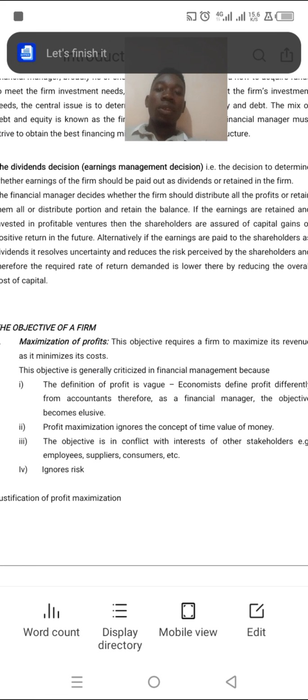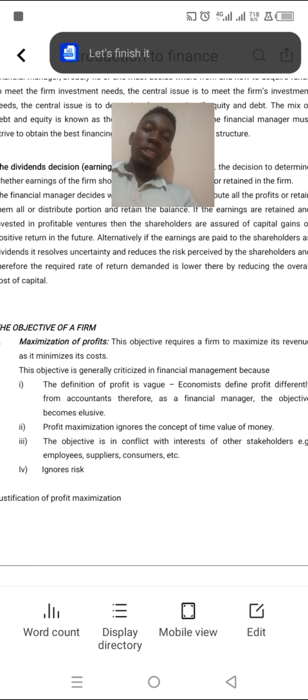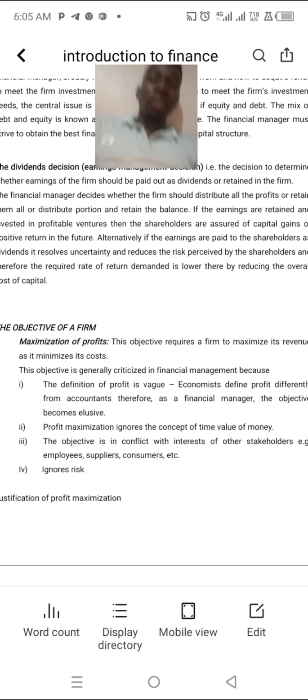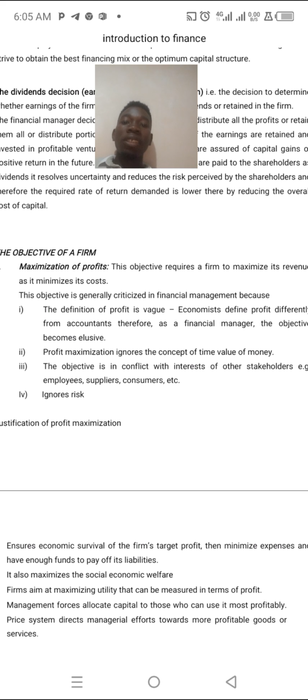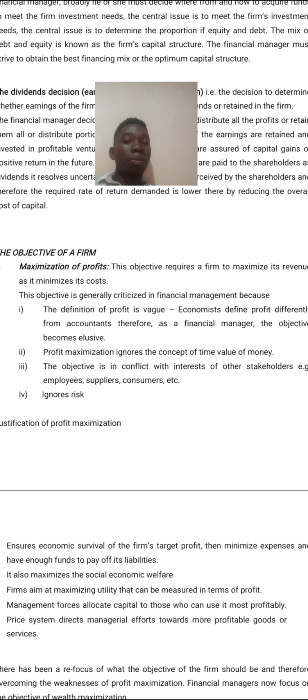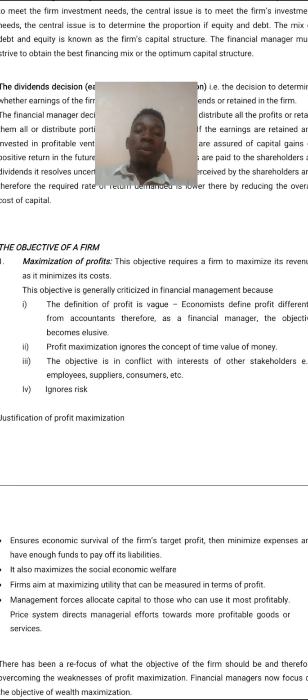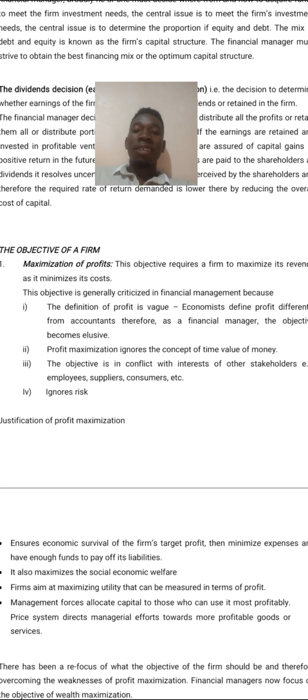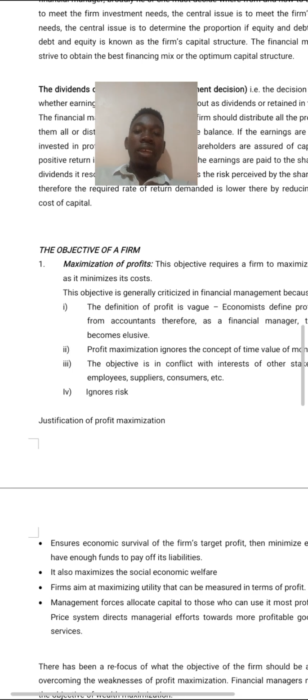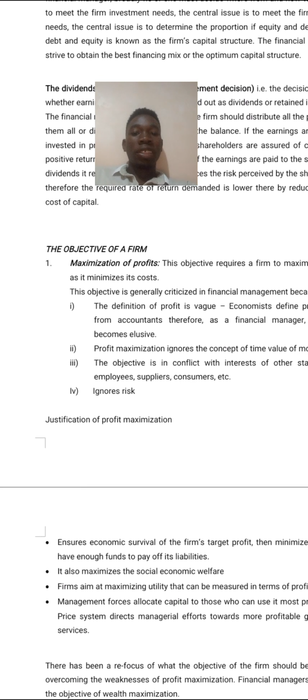As we hear the word profit, it means that we are getting money. It's the money we get after an investment. And how do we do this? This objective of profit maximization requires a firm to maximize its revenue as it minimizes its costs of operation. Simply, as you're selling your goods, you have to make sure that you make much more revenue, as well as try to reduce the costs of operation. That's what we call profit maximization. It has disadvantages and advantages. Sometimes the disadvantages are called criticisms, and the advantages are called justification of profit maximization.